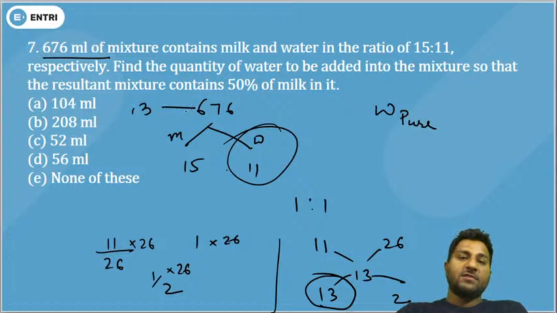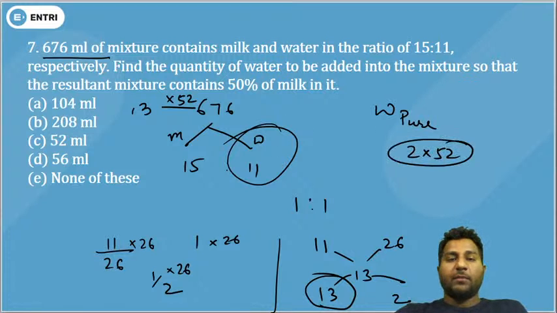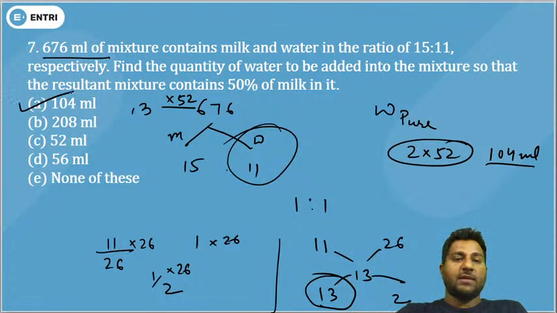No, Mahesh, 5 by 6 was the answer earlier. So 13 5s are 65 and 13 2s are 26. So find the quantity of water added. 2 into 52 will become 104 ml. Yes, Sharath, absolutely. Very good. Yes, Sharath, absolutely correct.